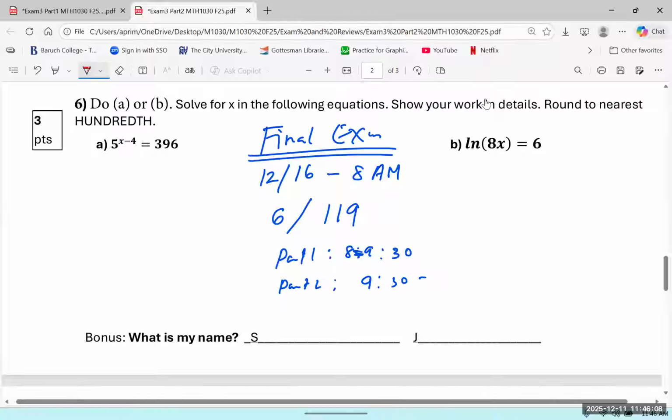So my correct spelling is S-H-A, which is Sha, H-E, which is Hey, and then R-A, which is Ra. So Sha, Hey, Ra. And then it's Jan and Na.